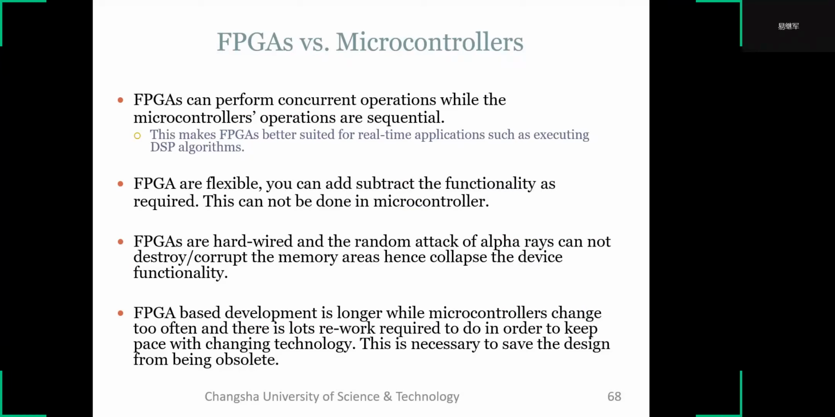FPGAs are hardware, so the random attack of alpha threads cannot destroy or corrupt the memory areas, and hence they do not collapse the device functionality. Microcontrollers change too often, and rework is required in order to keep pace with changing technology. This is necessary to save the design from being obsolete.